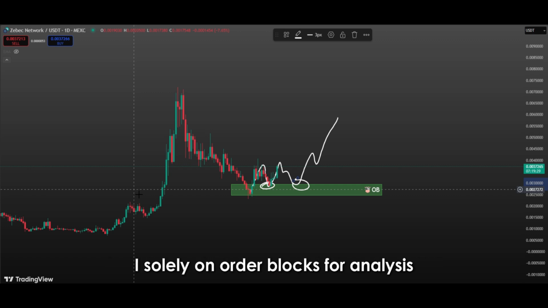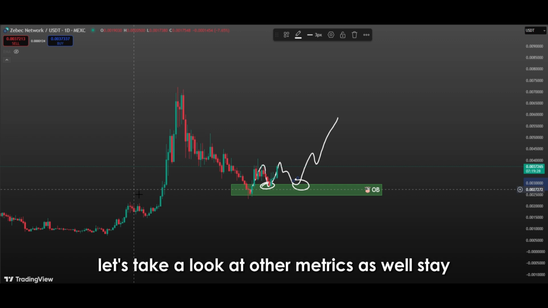But we can't rely solely on order blocks for analysis. Let's take a look at other metrics as well. Stay tuned.